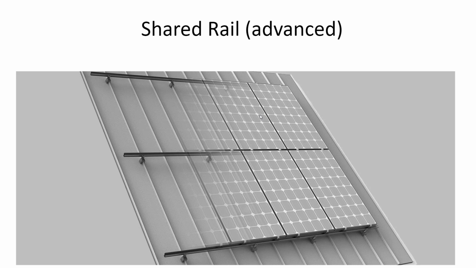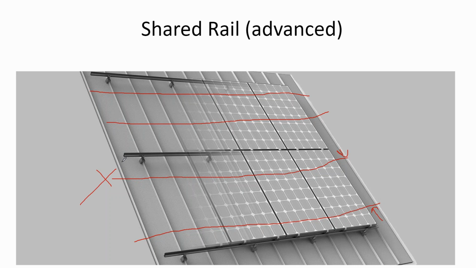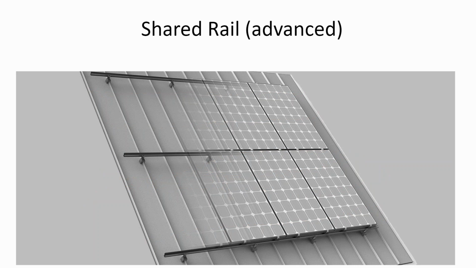One kind of advanced racking is called shared rail racking, where normally you're going to have 2 rails per module, and they're going to be about 1 foot in on each side. With a shared rail system, you get rid of one of the rails, so that might mean fewer attachment points onto the rooftop, and that also means you save the cost of the rail, although the rail is aluminum and it's not that expensive.